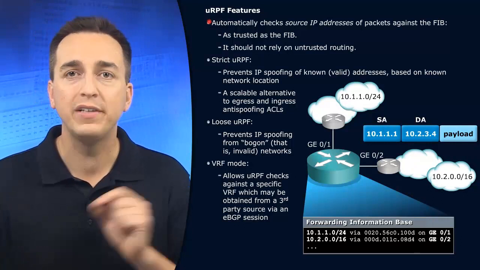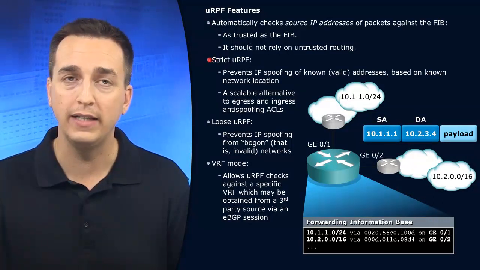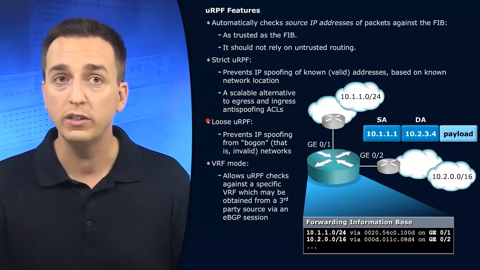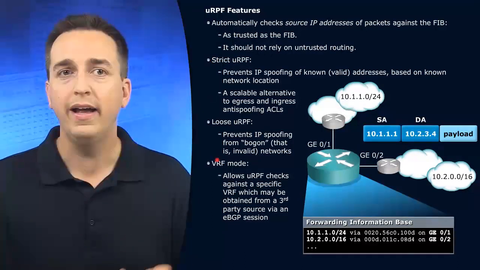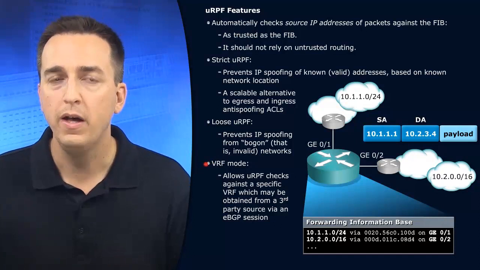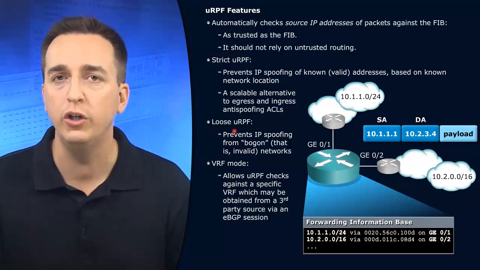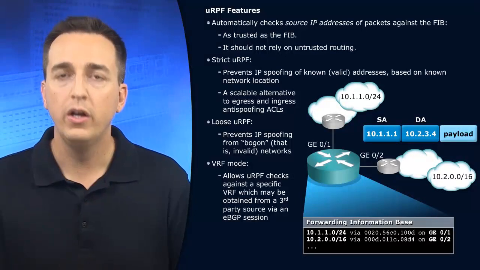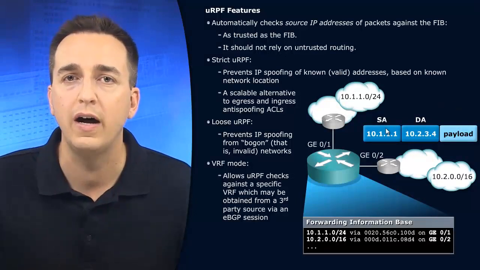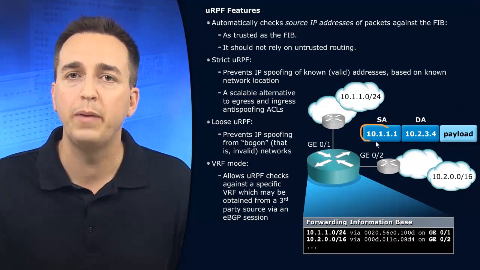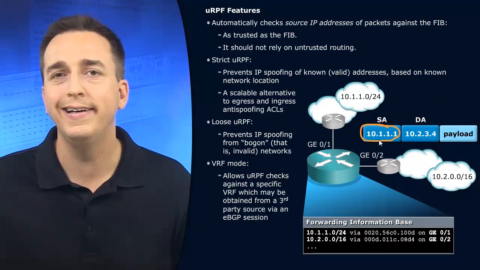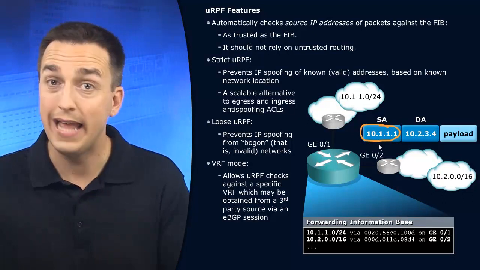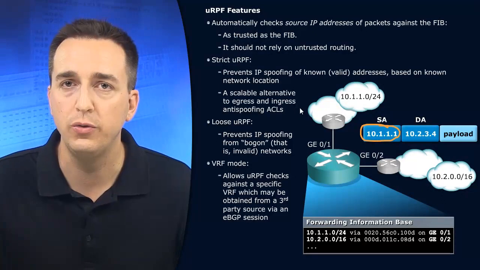Now, how does it work? Well, it can work in many different ways. We can use strict Unicast reverse path forwarding, loose Unicast reverse path forwarding, and VRF mode. But regardless of the mode you're using, what is your router trying to do? Your router is trying to verify that the source address of the packet is accurate, is correct. Now, how does it do that?